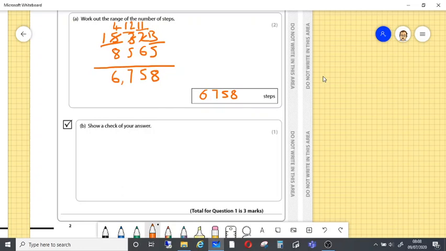Now it's asking me to do a check, and checks are around about 10% of the marks on most papers. So in order to do a check, maybe I could take my 8,565, which was my lowest value, and add on the range, which is 6,758, and that will give you an answer which is the highest value, so I could just check it that way.